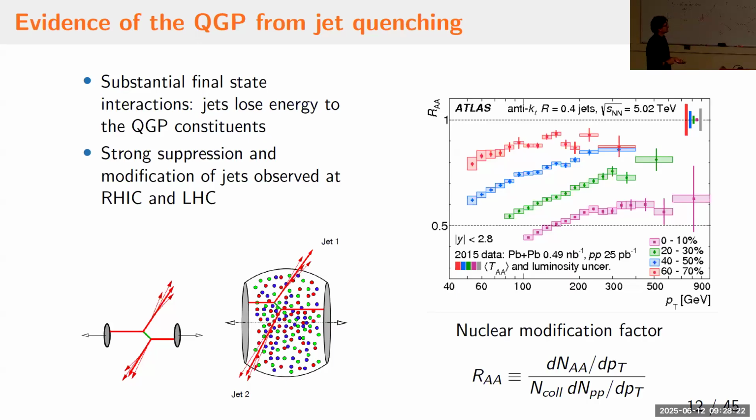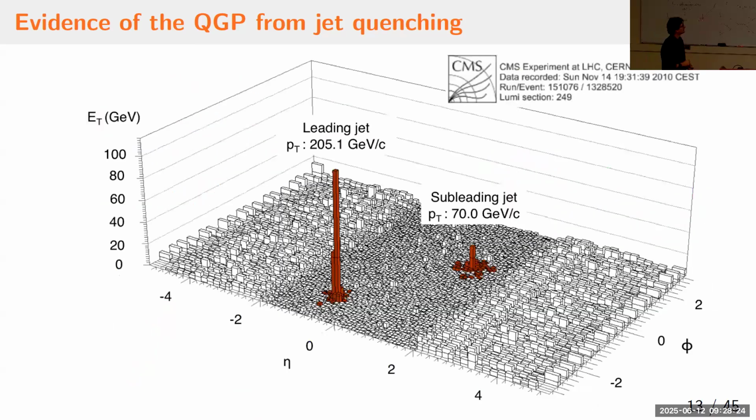Okay. So, all right. This is, I think, a nice plot showing a dijet event in heavy ion collisions after background subtraction. Here the background is subtracted. We just measure particles that we think belong to the jet. This is a leading jet, a 200 GeV jet. And at the wayside, there's a sub-leading jet, which is of the order of 70 GeV.